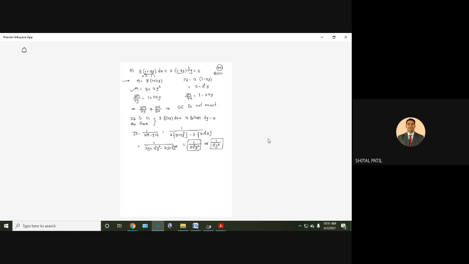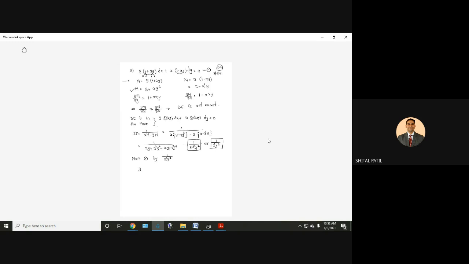Understood how the integrating factor is obtained? Okay. Now what is the next step? Multiply equation number 1 by this integrating factor. Multiplying 1 by 1 upon x squared y squared, or 1 upon 2x squared y squared. It is one and the same. We'll understand why it is one and the same.